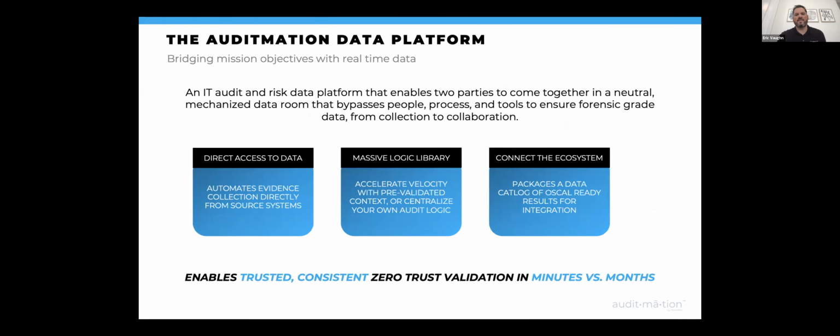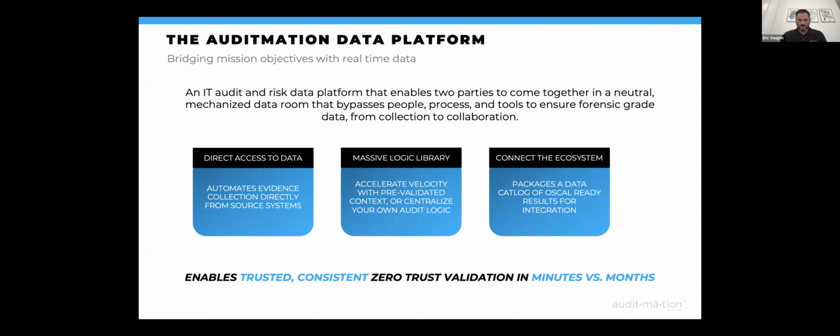And that's why we've created the Auditmation data platform with the core objective to bring mission objectives together with real-time machine-validated data. So Auditmation is an IT audit and risk platform that enables any two parties to come together in a neutral, mechanized, or automated data room that bypasses all people, processes, and tools, specifically to ensure forensic-grade data from the time we collect it through the time we collaborate and ultimately make risk-based decisions. And that's coming to fruition ultimately in three forms.